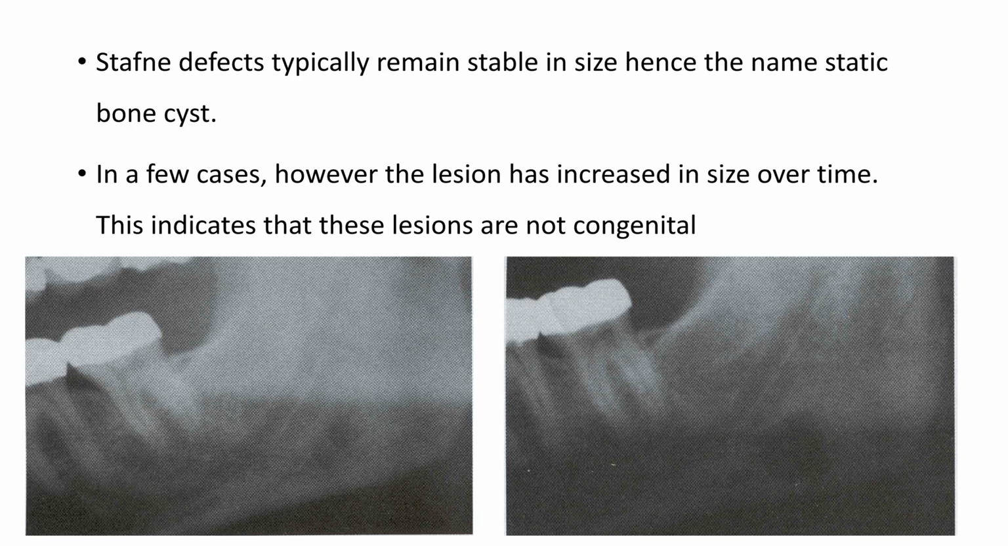In a few cases, if the lesion has increased in size over time, this indicates that these lesions are not congenital. In the first picture, you see a faint radiolucency below the mandibular canal. In the same patient, after some years, the radiolucency has increased in size, so it may not be congenital.